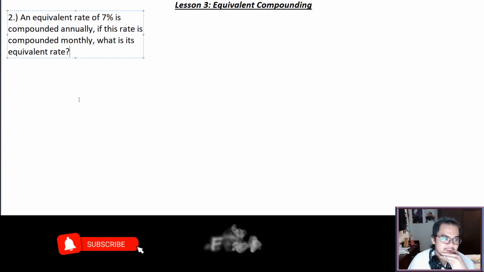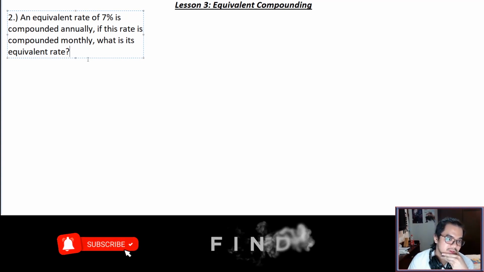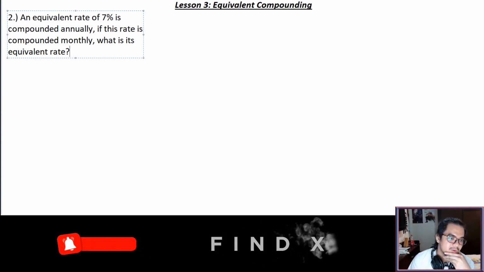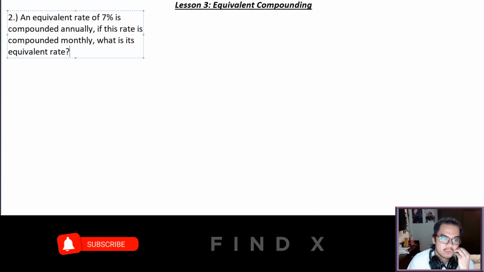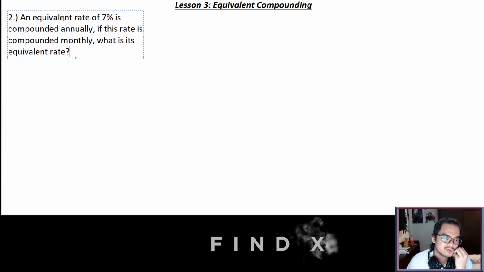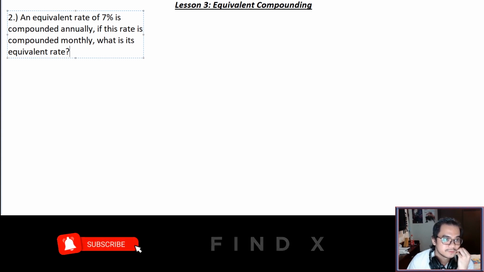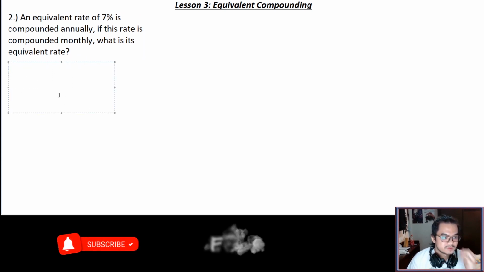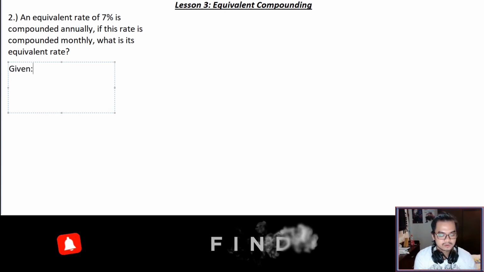Okay, so for our next number, we have number 2. An equivalent rate of 7% is compounded annually. So if this rate is compounded monthly, what is its equivalent rate? So we have here 7% compounded annually. So instead of compounded annually, we want to make it compounded monthly. Let's just first again write down all the givens.